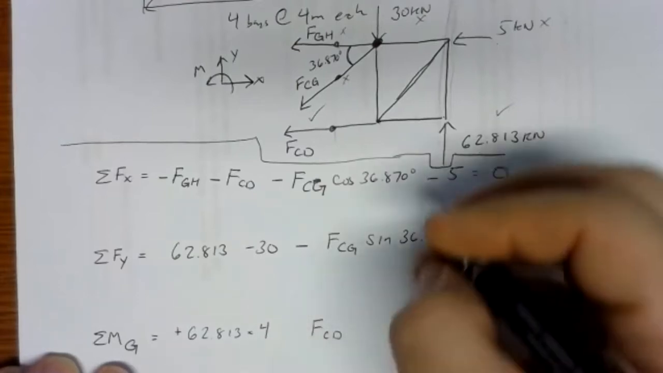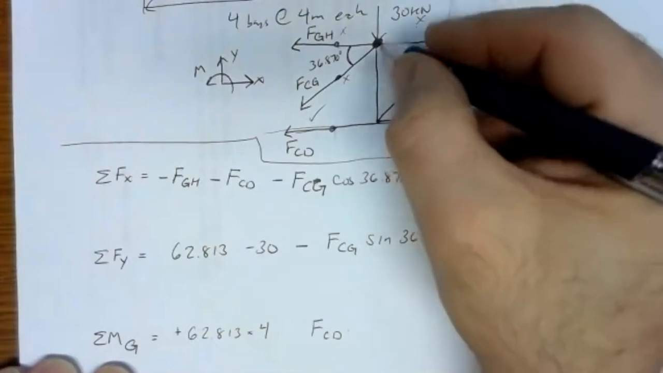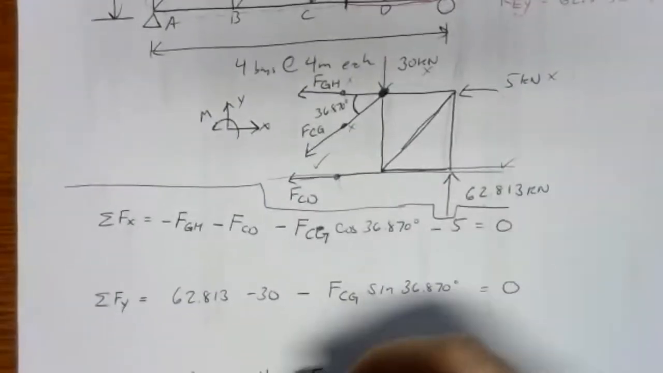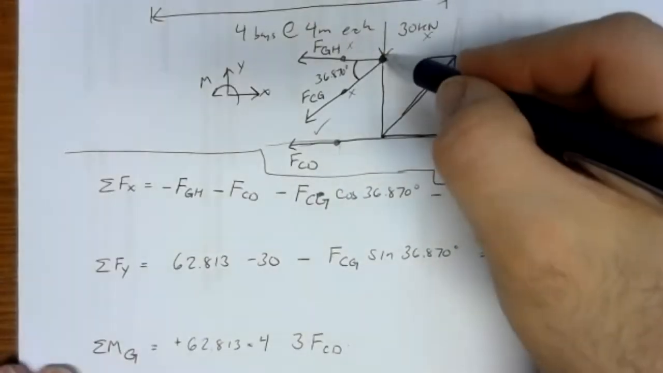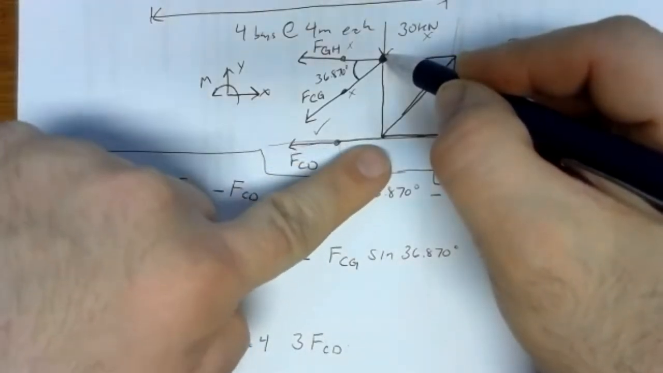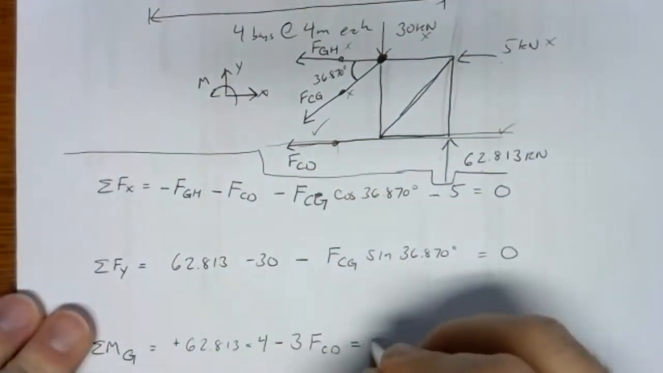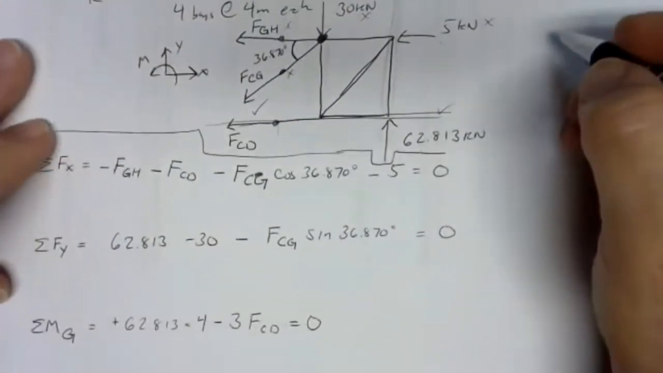We've got FCD, its line of action's down here at the bottom. So we need this distance here, the distance between the top and bottom of the truss. That's 3 meters. So the arm for FCD is 3. The pivot point is at G. If we pull at D, that would be a clockwise moment, and clockwise moments are negative. So there we've got our 3 equations, and we're going to fill in our table.